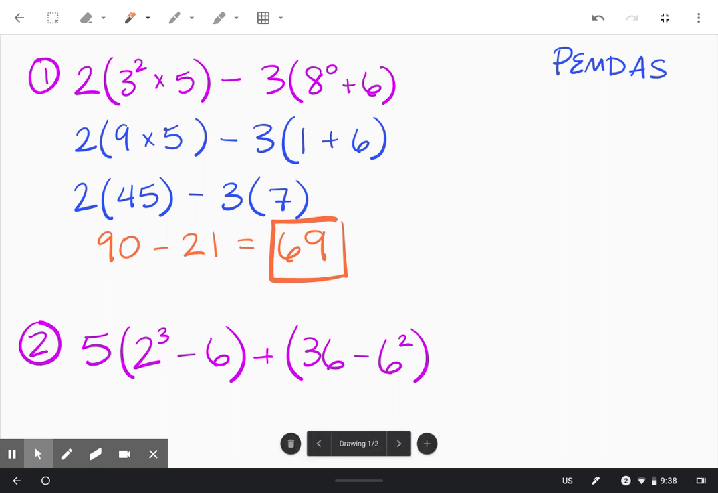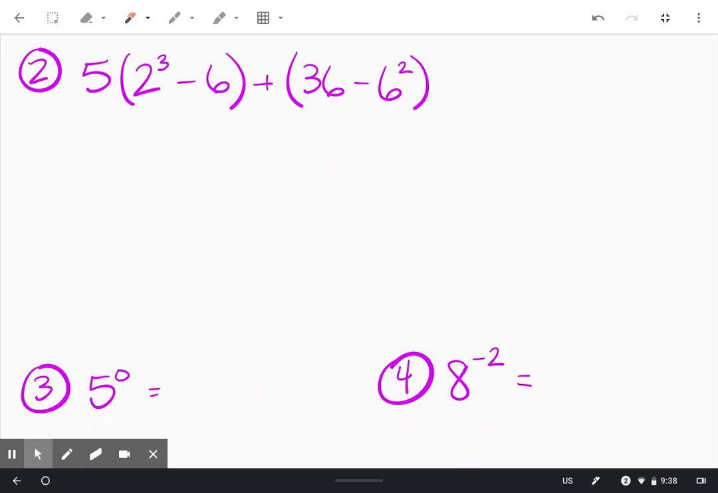So kind of make sure you're understanding the process. I'm working out everything inside of parentheses until I get it down to an individual number. And then I'm doing the multiplication of each. 2 times 45, 3 times 7. And then at the very end, I'm doing addition and subtraction. So kind of think of it that way. Each of these is its own little step. Multiplication, division comes together, and addition, subtraction comes together.